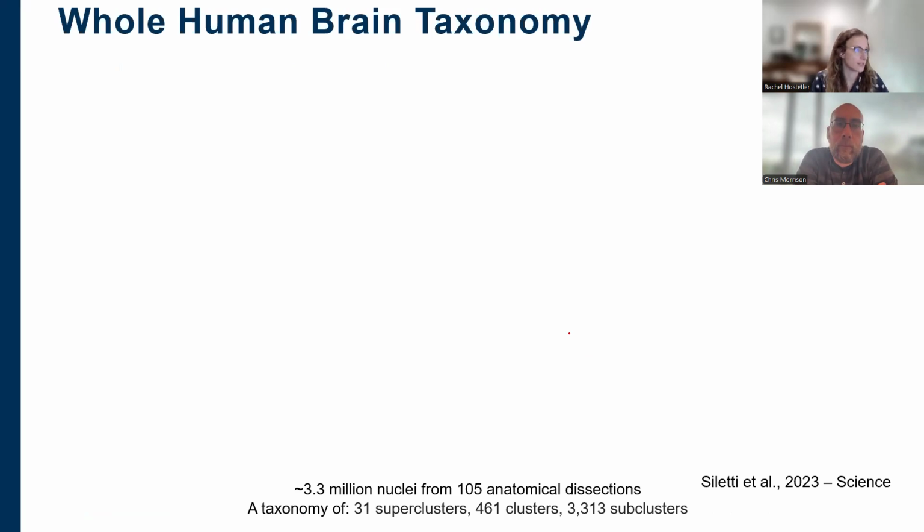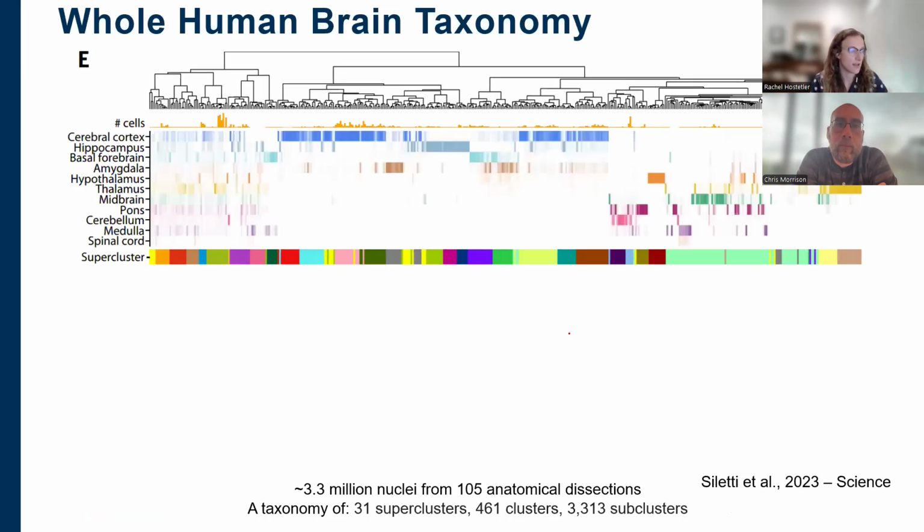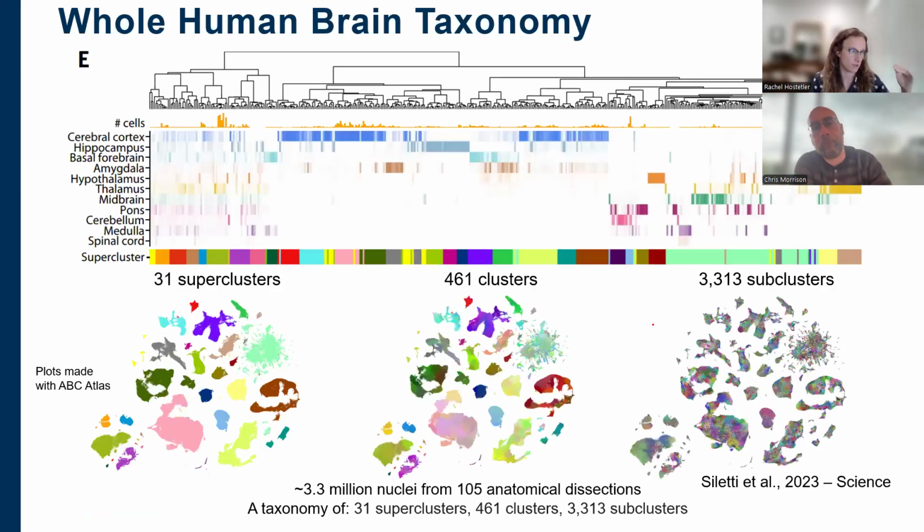Okay, our whole human brain taxonomy. Similar taxonomy set up to the other ones, but we have a couple different names. So in the previous taxonomies, we went class, subclass, supertype, and cluster. This taxonomy has a different naming scheme. So we actually have superclusters at our highest level. Our middle level is called clusters, and then our most granular level are called subclusters. And so these data come from the paper published in 2023, where over 3 million nuclei were profiled from 105 different anatomical dissections. And these are the results of that taxonomy here.